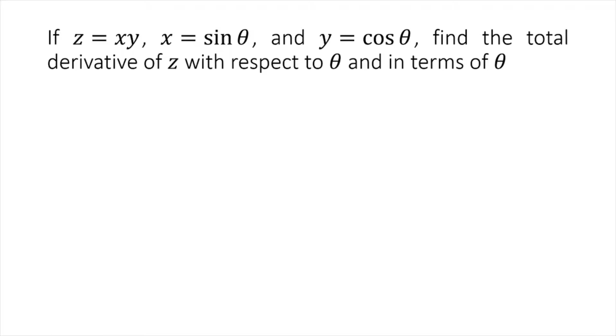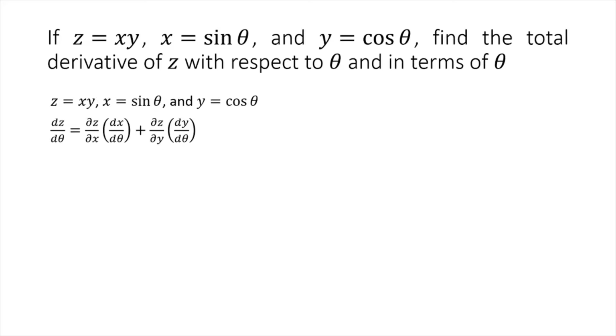First, we have here z equals xy, where x is sine theta and y is cosine theta. Find the total derivative of z with respect to theta and in terms of theta. So again, this is the given. In this case, the parameter is theta instead of t, so we'll be replacing t with theta in the formula. This is the total derivative of z with respect to theta, from the formula that I mentioned earlier. This is our working equation.